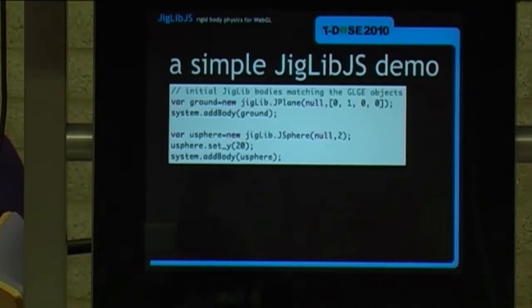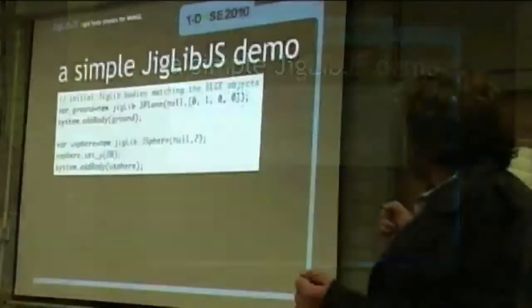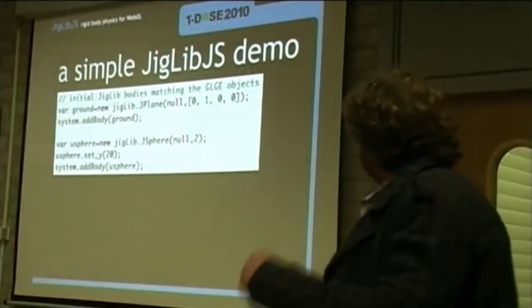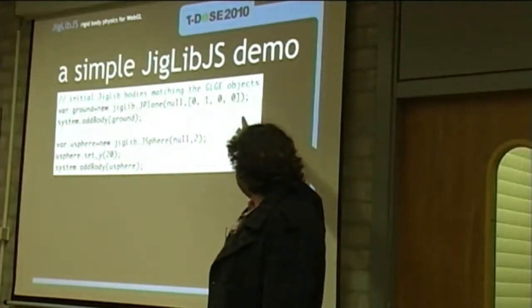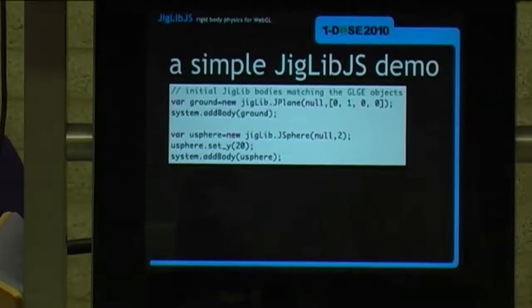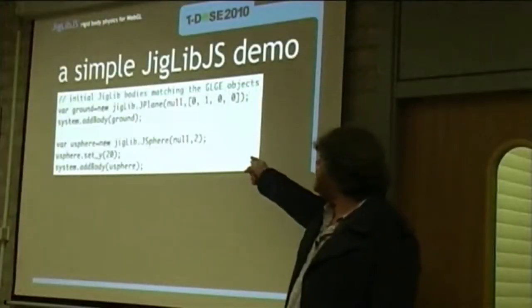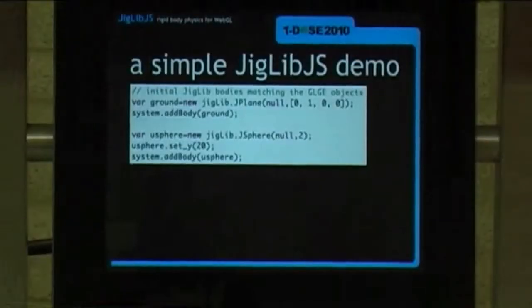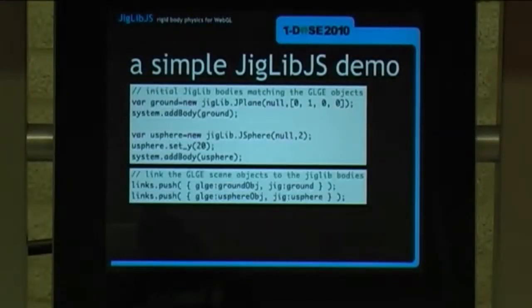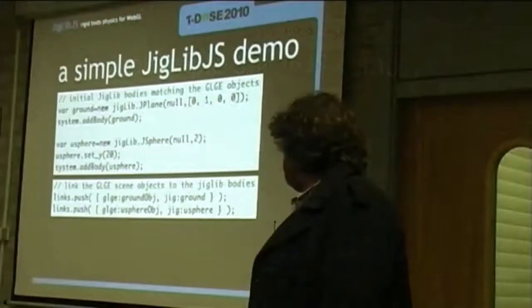Okay, now we're again creating JigLib bodies to match the GLGE objects that were defined earlier on in the process, right up in the top in the XML. So first we're just creating a simple plane surface which matches the ground object from GLGE, and we're creating the single user sphere which we're going to bind to the other one that we created in the XML earlier, and that's the element that will be controllable by the user. And then finally pushing the links in so that those objects can be bound together in the render process.